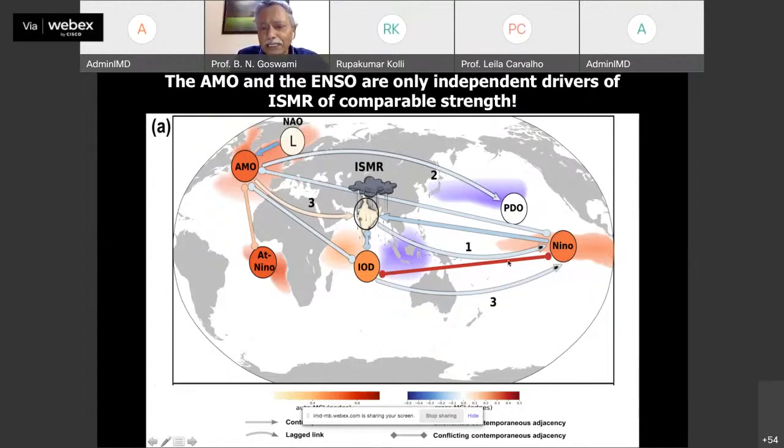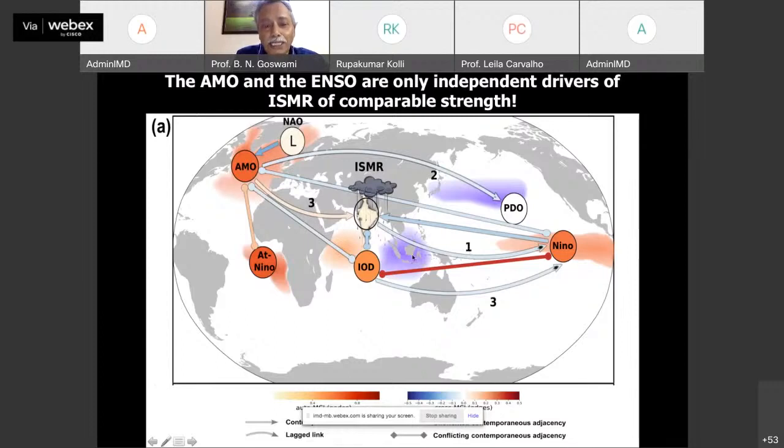And we find that whenever there is no directionality, that means there is a simultaneous lead lag relationship. The straight lines are simultaneous relationships, but the curved lines mean there are lag relationships. The color represents positive or negative correlation. So this is a positive connection with a lag of 3 months: IOD can drive ENSO with a lag of 3 months. On the other hand, ENSO has a simultaneous connection, which we know, and it has a negative connection with ISMR. But ISMR can also influence ENSO with a lag of 1 month.